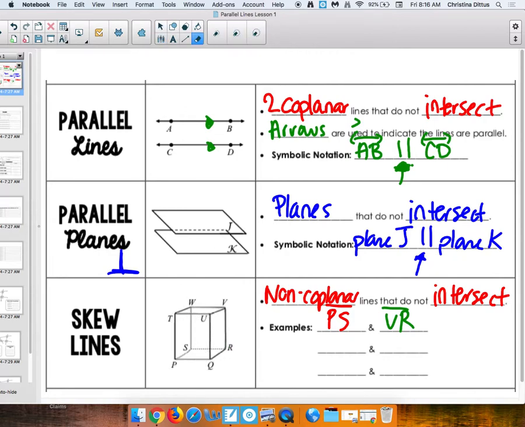Another example, if I said TW, which is back here, one that is not on the same plane and does not intersect is this UQ right here, QU. They don't intersect and they're not on the same plane.